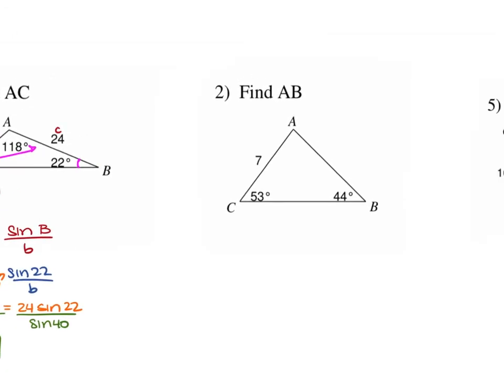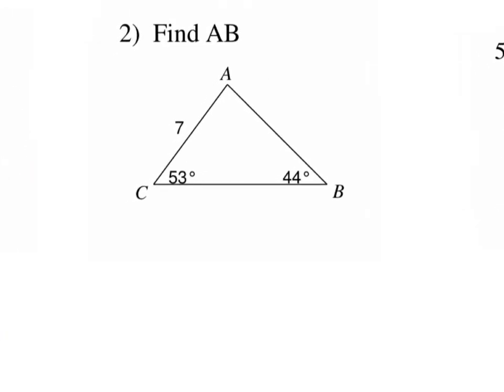For example B, we're finding the side length AB. So that side length AB is actually side length C because it's opposite angle C. We also have the side length that's 7, which is opposite angle B, so that's side length B. We have angle B, we have angle C, so we do not need to find the missing angle that we have here. So we can just set up sine angle C over side length C is equal to sine angle B over side length B.